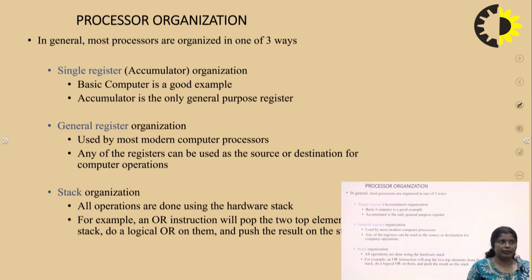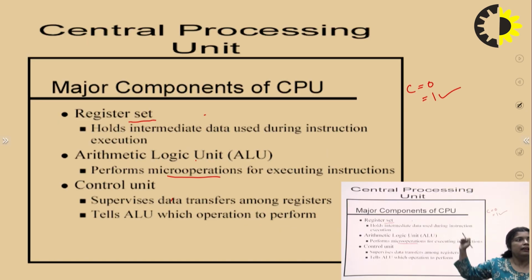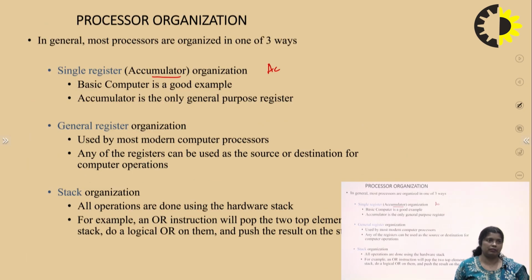The processor organization is of 3 types. First is the single register organization, or accumulator organization. The accumulator is also written as AC, and it is a register also called a processor register. Inside the CPU there are 3 parts: the register set, arithmetic and control unit, and the register is the processor register. The processor register holds the manipulation or calculation results, and this is the basic computer in the single register or accumulator organization.